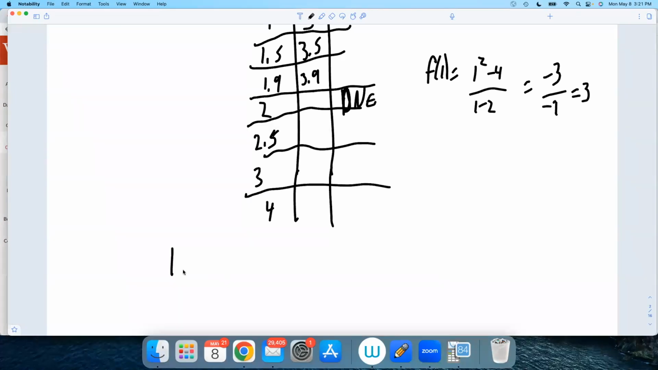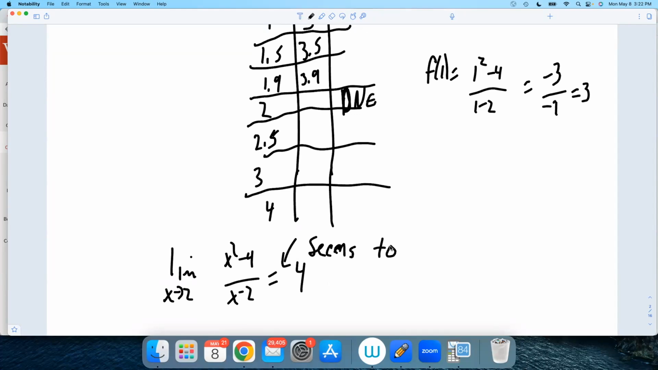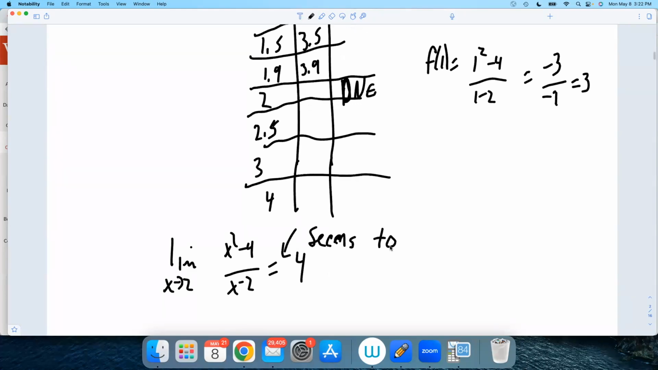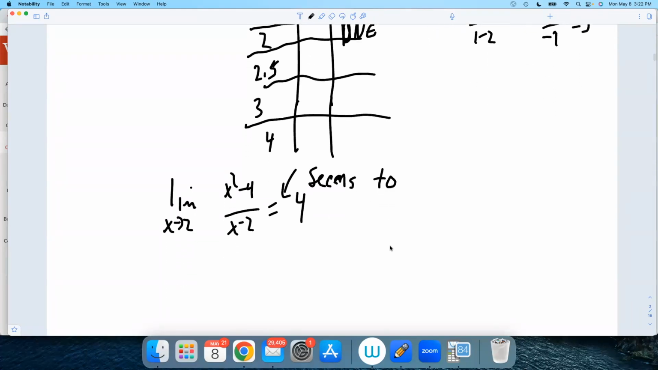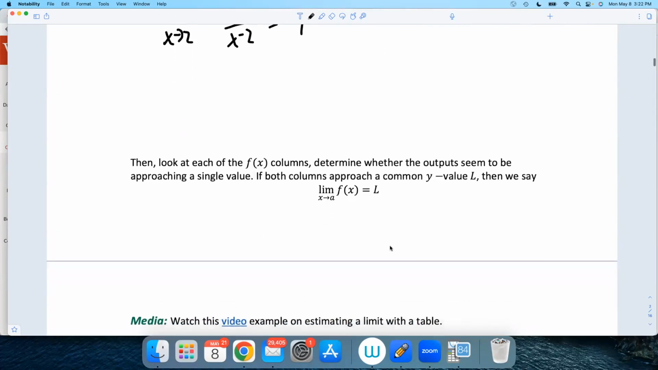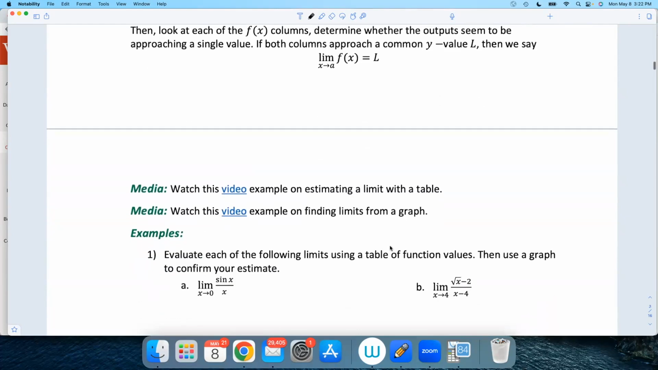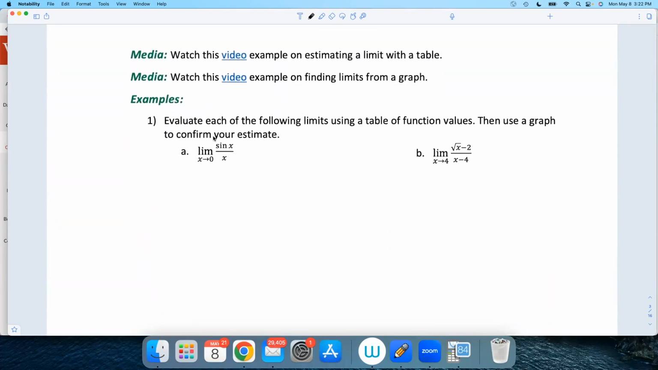So it looks like the limit as X approaches 2 of X squared minus 4 over X minus 2 seems to equal 4. We haven't proven that. These tables are only good for estimating limits. They never prove it.